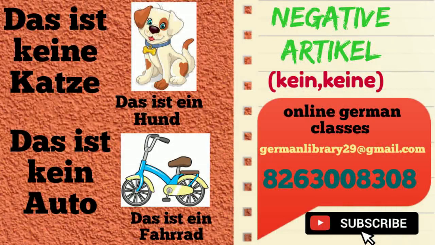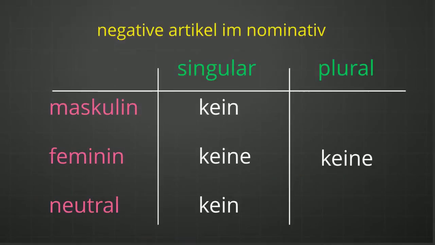In this video, we will be learning negative article in nominative case. Before learning negative article im Nominativ, if you don't know about bestimmt and unbestimmt article, please check our video. I'll give link here on I button and in description box. Let us now see the table for negative article im Nominativ.